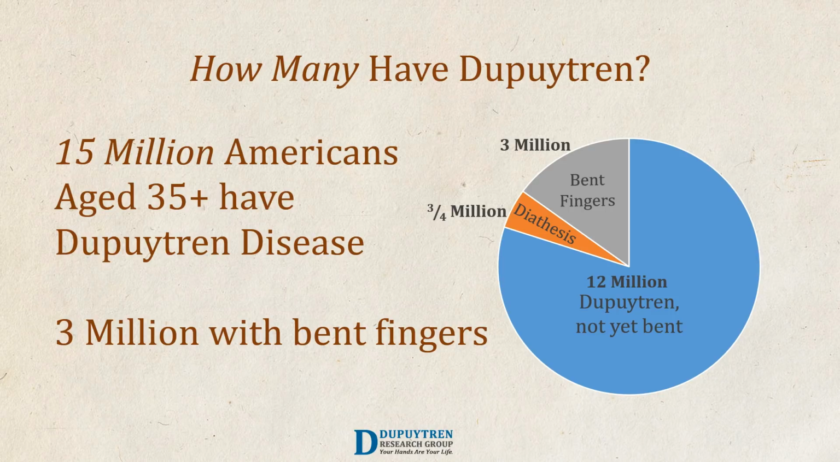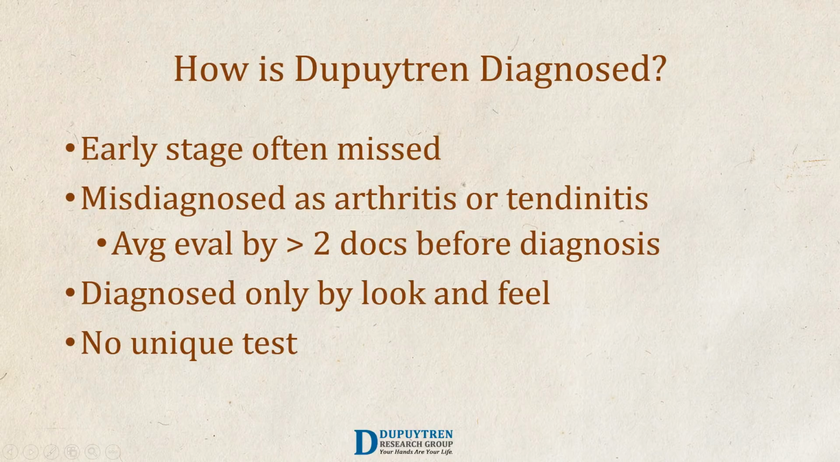They have what looks like early disease. About 3 million will have bent fingers, and about 750,000 will have a severe form of Dupuytren disease that tends to have a high recurrence rate after treatment, and that is referred to as diathesis. By any reckoning, it's a large number of people.